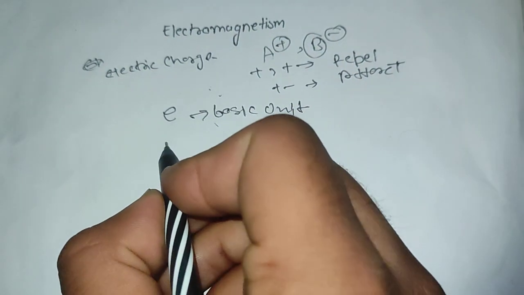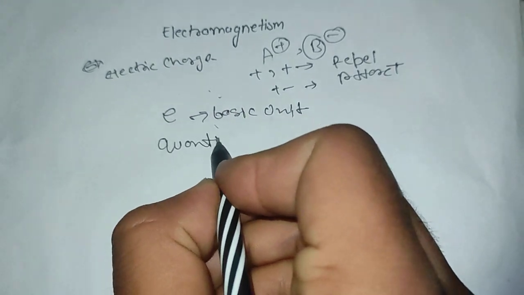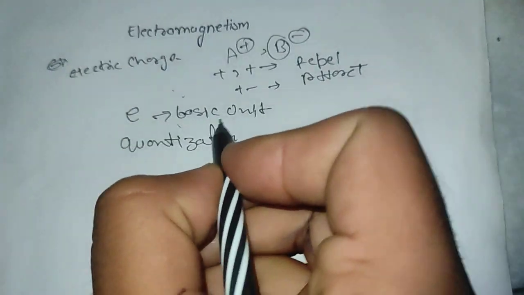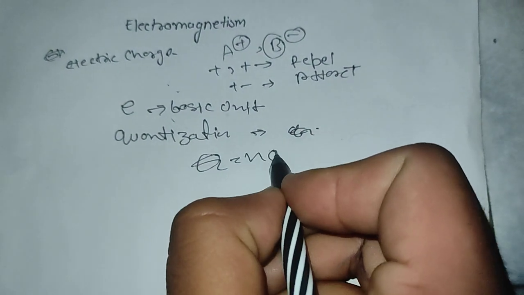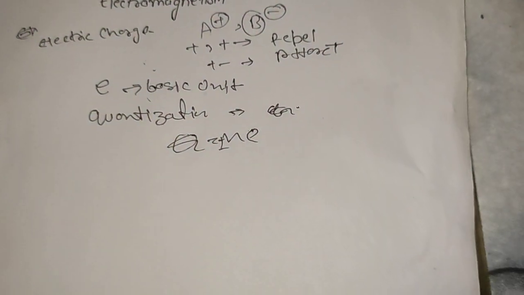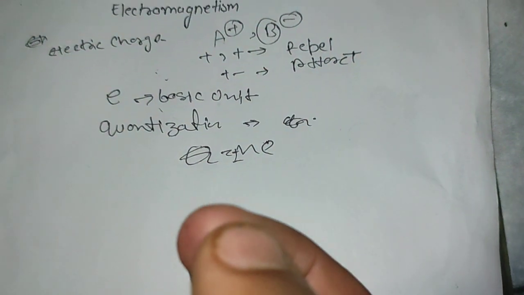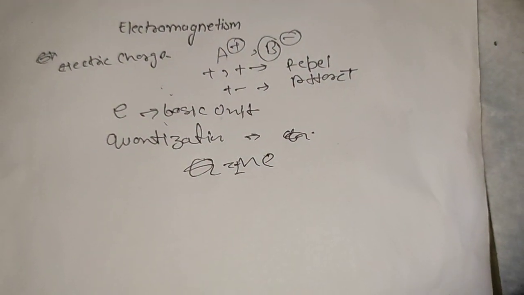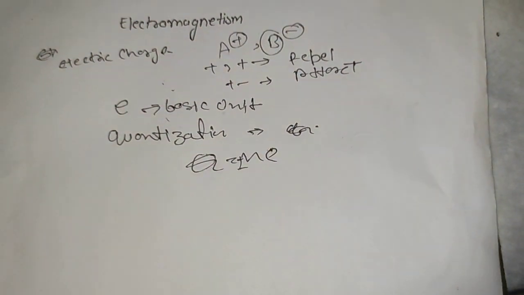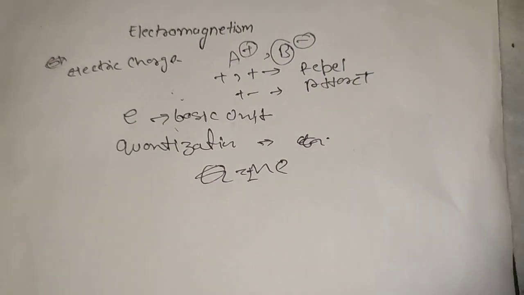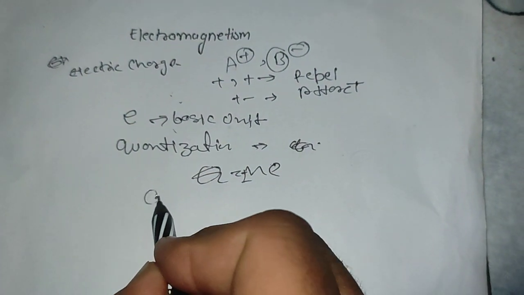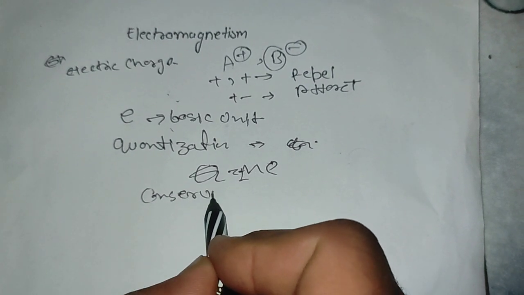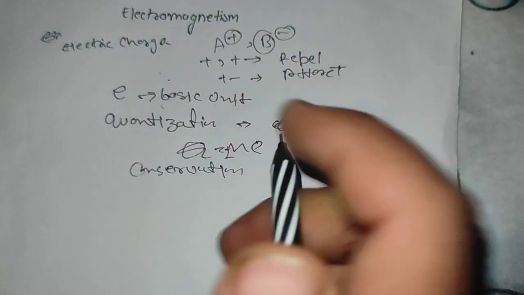Okay, we know quantization of charge, Q equals plus or minus Ne, like the charge is always in the form of an integer, not a fraction. We know about quarks, and this is the overall definition we know from the previous classes, and also the conservation of charge.